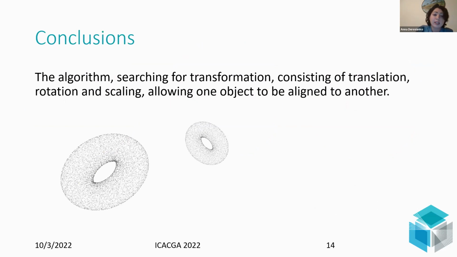So what was done? We proposed the algorithm that is searching for a transformation, which consists of 3 simple transformations: translation, rotation, and scaling. We don't need anything else. So we can align any object to any object.